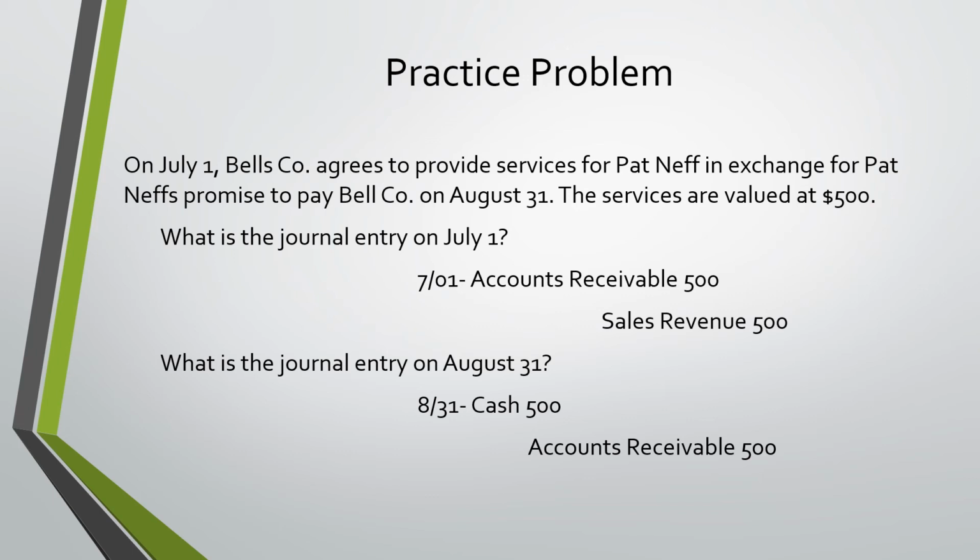And then a credit to sales revenue of $500, which states we already performed the service, we have earned our revenue. The adjusting journal entry, which would be on August 31st when cash is received, would be a debit to cash of $500 to increase that account and a credit to accounts receivable of $500 because we are no longer expecting to receive that cash.